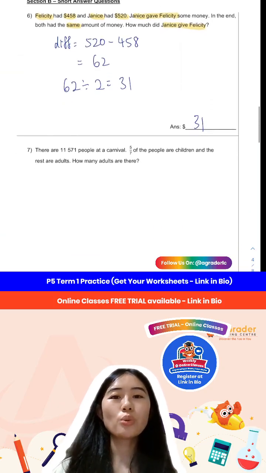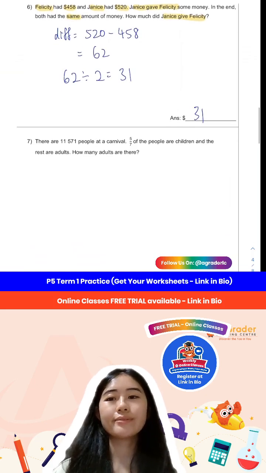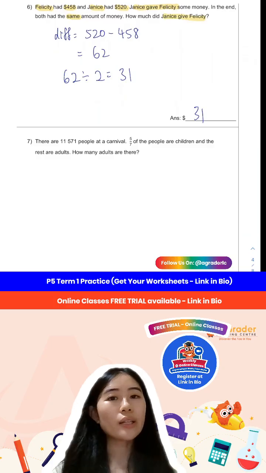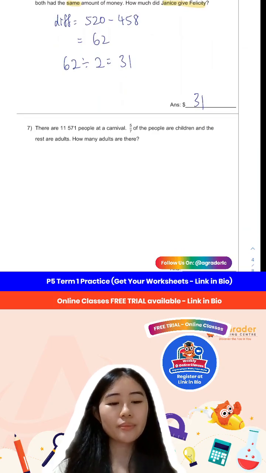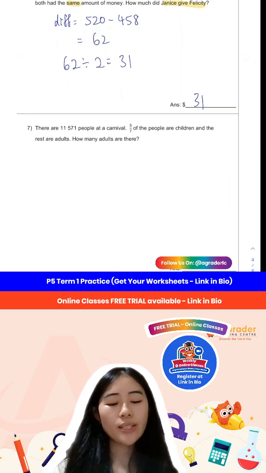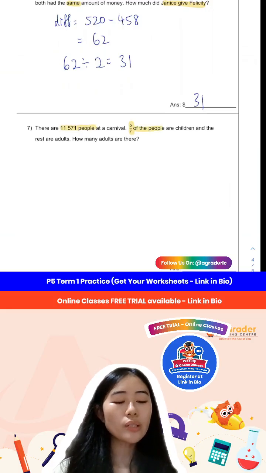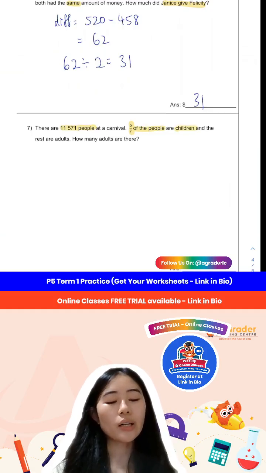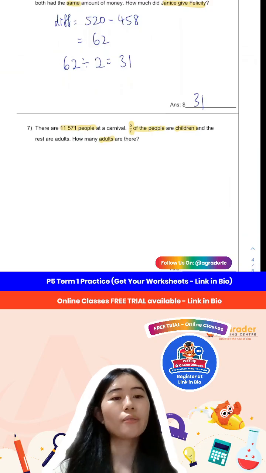Okay, so if no questions, let's look at the next one. Next one is fairly simple. Okay, so question 7 says that there are 11,571 people at a carnival. 5 over 7 of the people are children, the rest are adults. So how many adults are there?